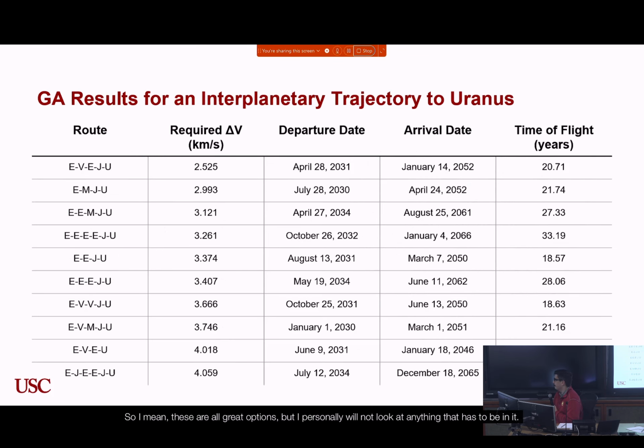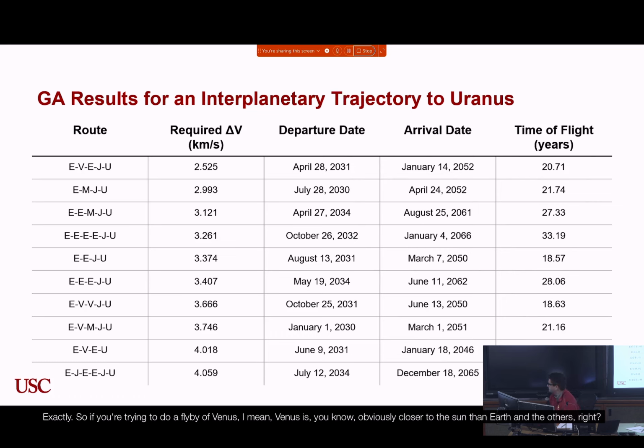All right, so these are all great options, but I personally will not select anything that has Venus in it. You want to take a guess on why? Or actually, many engineers will not like Venus in it. Just the heat getting close to it?